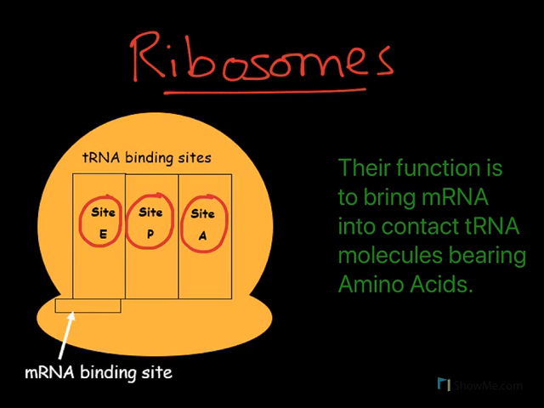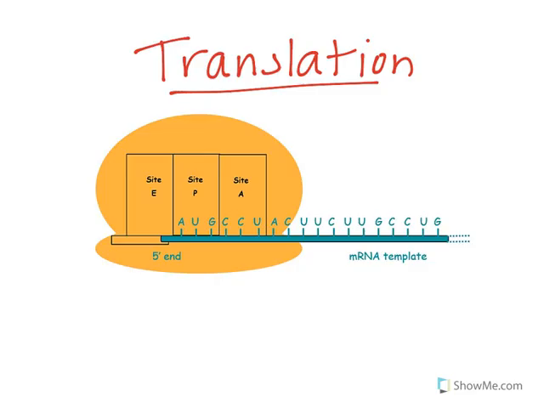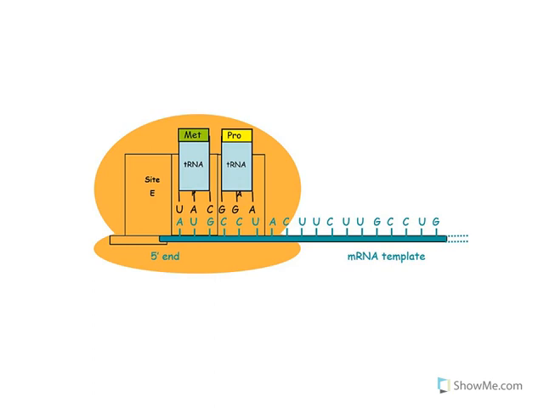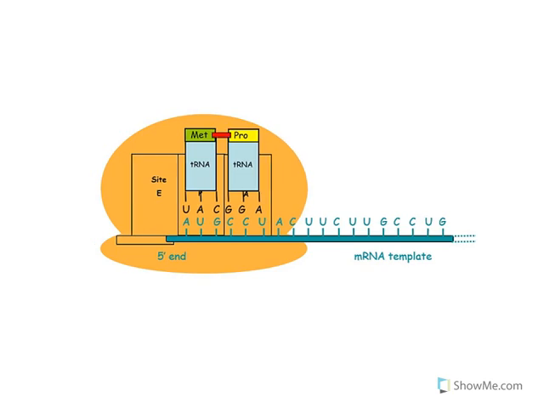Now, you do not need to know this detail, but it helps to visualize the process of translation itself. So if we have a look at the process of translation, firstly a ribosome attaches to an mRNA molecule, then a tRNA bearing the first amino acid, methionine, arrives at site P of the ribosome, its anticodon being complementary to the first codon on the mRNA strand. Then another tRNA bearing the next amino acid arrives at the next codon at site A of the ribosome. Then a peptide bond forms between the two amino acids.